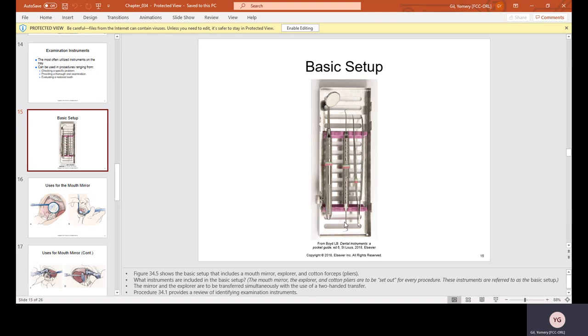An X-Pro has a shepherd's hook on one side, and a probe on the other side. That's what an X-Pro would be. And then sometimes they'll have a cotton tip pliers inside the basic setup. But this will be determined by the office that you go to and the doctor that you work with. Where I used to work before, our basic setup only had the mirror and the X-Pro.